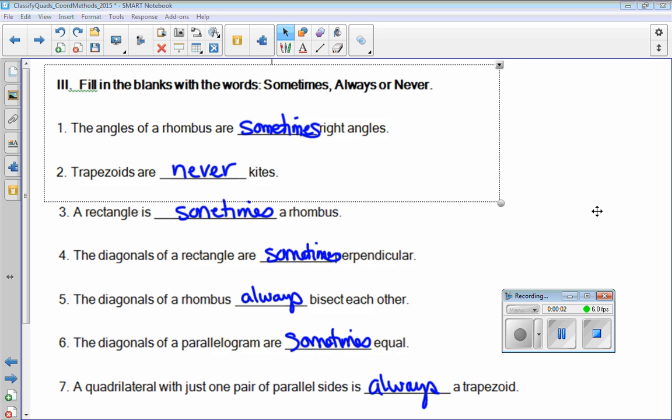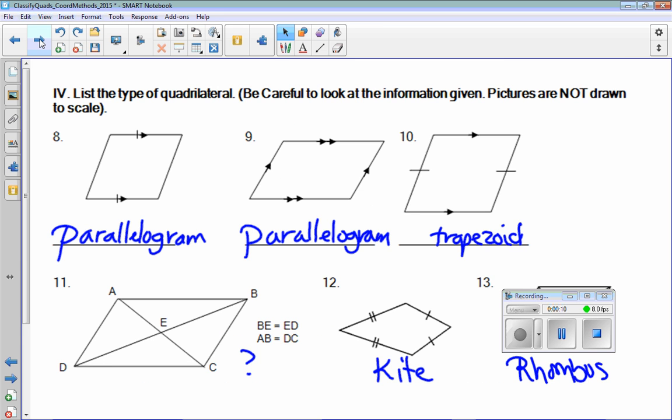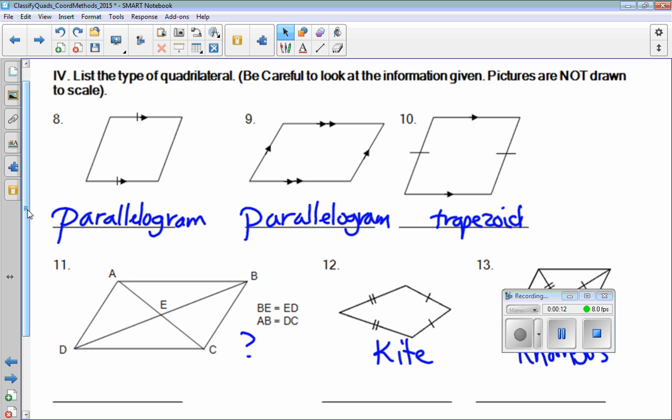Okay, so if there aren't any questions, that's your answers to the sometimes, always, never. Here are the quadrilateral types. So it's a list of quadrilateral types.